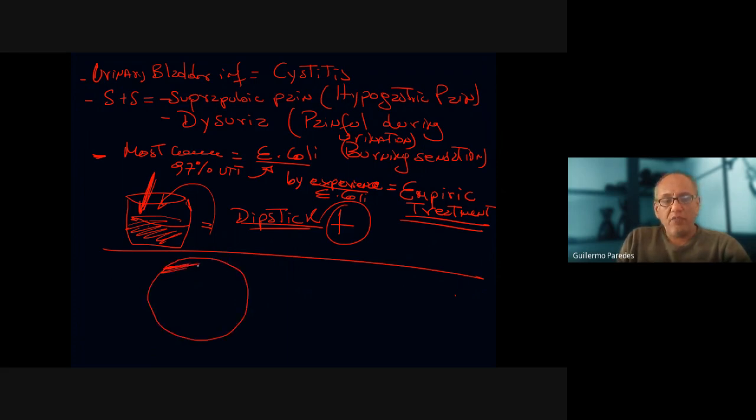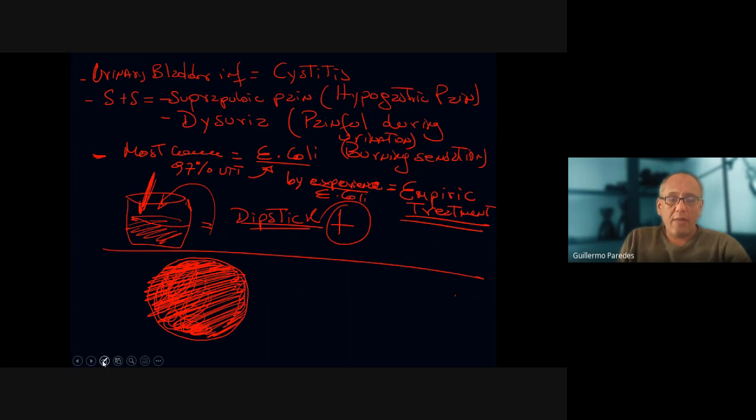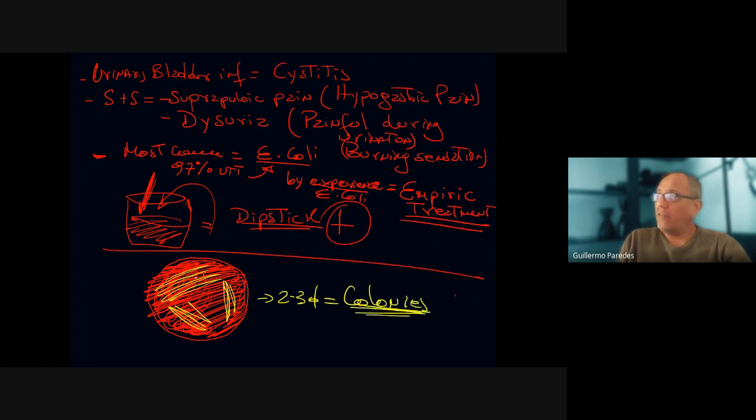in a Petri dish. In the Petri dish we have a medium. This medium is rich in proteins, rich in carbohydrates, rich in everything, so basically all the nutrients that the bacteria need in order to grow. They take the stick and seed it like this, so they are putting the urine over the medium. Then after 2 to 3 days, colonies of the bacteria are going to grow.